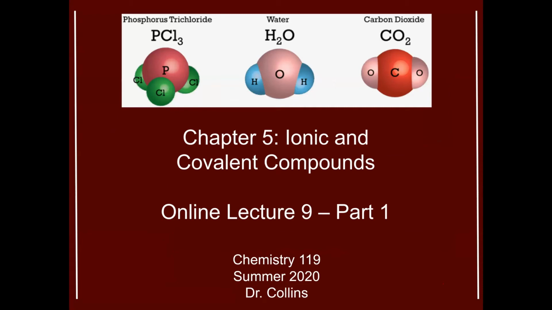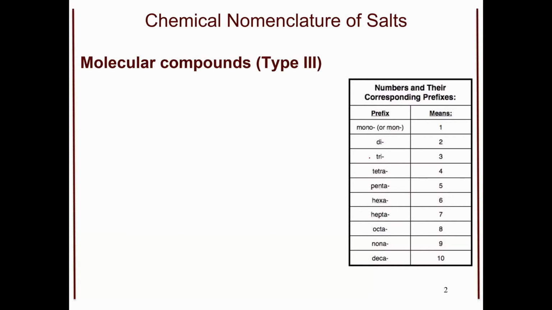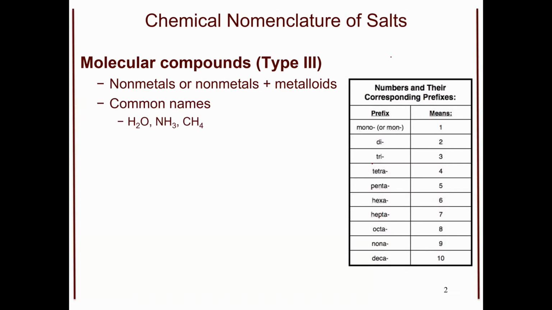Hi students, in this first video for online lecture 9, we are now going to talk about covalent compound nomenclature. When we're dealing with molecular compounds, this is going to be a nonmetal with nonmetals, or in many cases, a nonmetal with metalloids. One of the first things you need to do is determine what kind of compound it is. If it is ionic, you're going to use the previous nomenclature you've seen in the previous lectures. If it is molecular or covalent, then you are going to use the nomenclature that you see in this video. We are allowed to use common names.